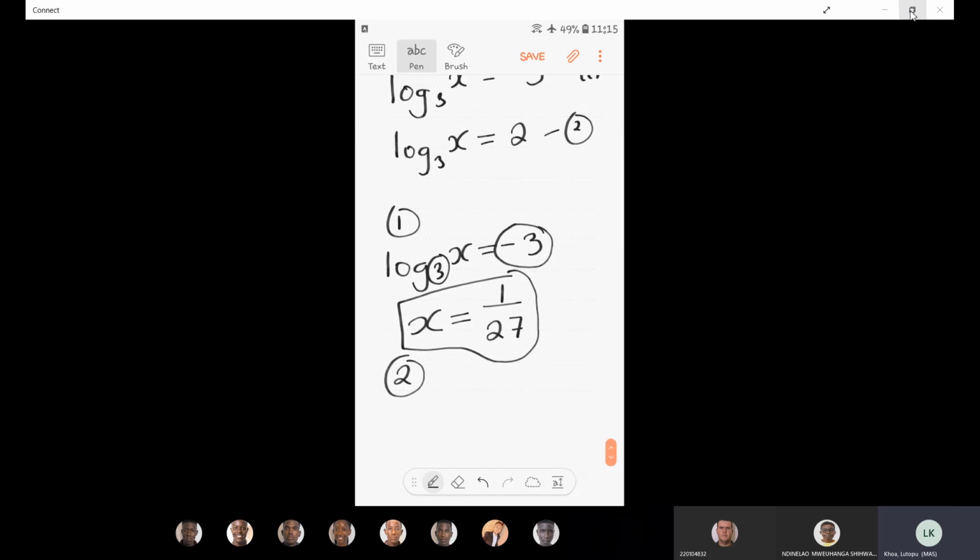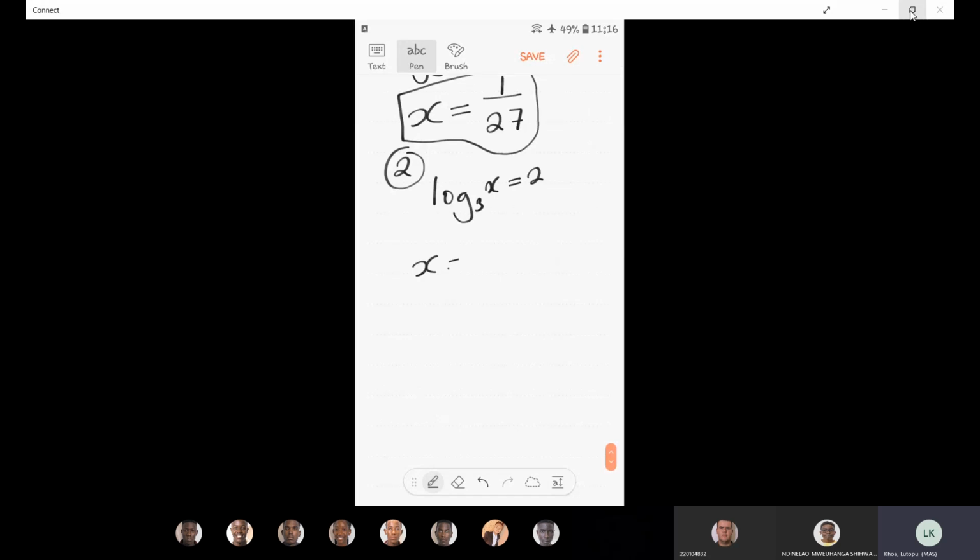And then the second one, I have log base 3 of x equal to 2. I rewrite it in exponential form. 3 to the power of 2 is equal to x. That means x is equal to 9. So those are my two solutions.